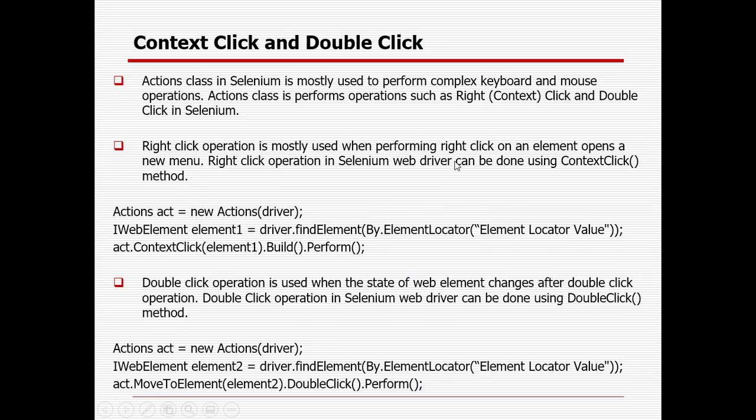We need to take the help of the actions class, and after that, with the help of the object or instance we have created, we need to call the context click. Whenever we use context click, we need to use the build and perform methods as well. But whenever we use double click, first we need to move to the element, then double click and perform. Okay, so that's all from today's session. Thank you.